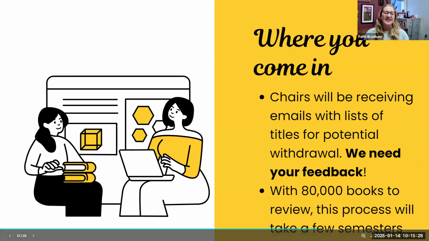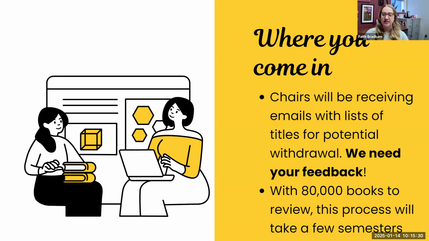Okay. So with 80,000 books to review, it'll take us a few semesters. Like Ariel mentioned in that case study that we looked at, it took them 3 years, right? So I'm anticipating it'll take us a few semesters to get through all 80,000 books with 5 full-time librarians. It'll take us a while, but we are starting this semester: chairs will start getting lists to share with their departments to start taking looks at.